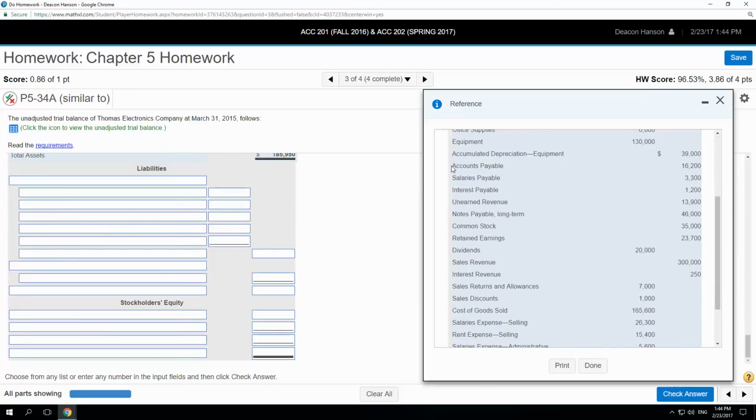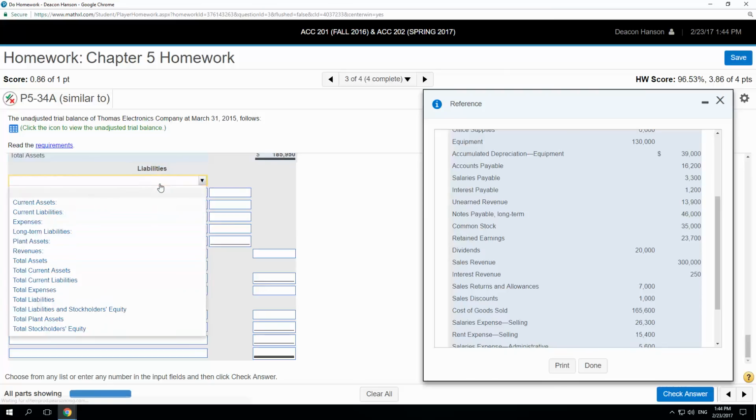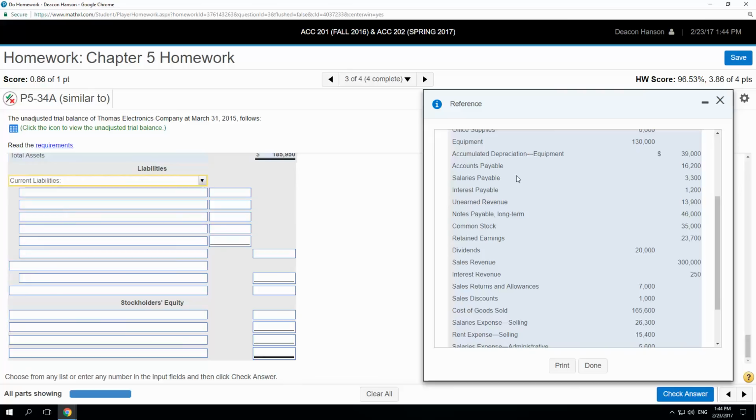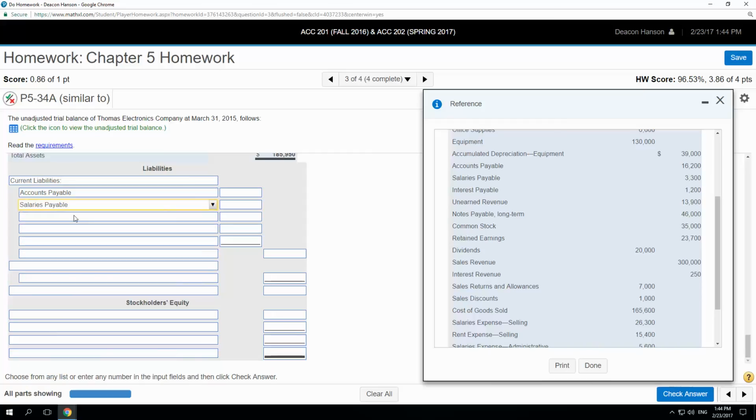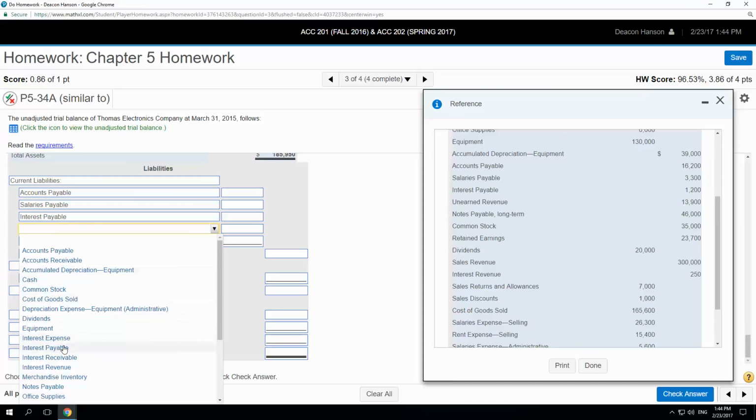Now we're going to do the liability section. So we're going to start here right after accumulated depreciation. You got your accounts payable. So we're going to do our current liabilities. And that would be everything that's going to be paid off within a year, okay, taken care of within a year. So that includes unearned revenue. So it's going to be these 4 items: accounts payable, salaries payable, interest payable, and unearned revenue. So we'll go accounts payable, we'll go salaries payable, we'll go interest payable, and unearned revenue.